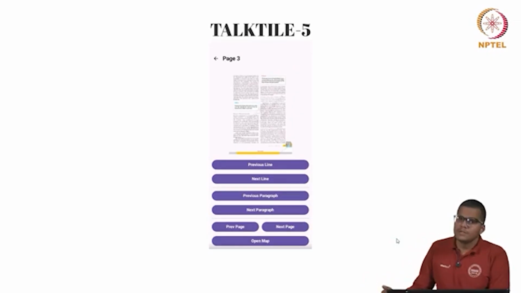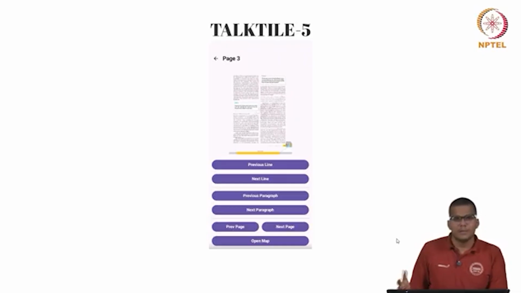One more additional feature that we added is "where am I". The application answers where exactly you are: chapter number, page number, and then paragraph and line. This is so that the user knows the context, which line he or she is on, and where exactly in the book he or she is.